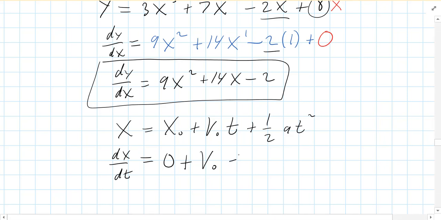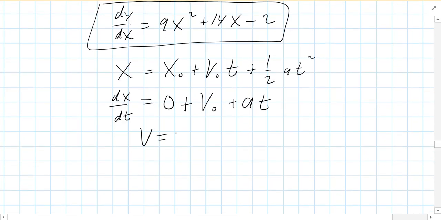And then plus, you got 1/2 at squared. So I take the 1/2 times the 2, and I get a 1. I still have the a sitting there. And then t to the 2 minus 1 is t. So what is this? Well, this is velocity. v equals v naught plus at. So the derivative of position is velocity, okay?